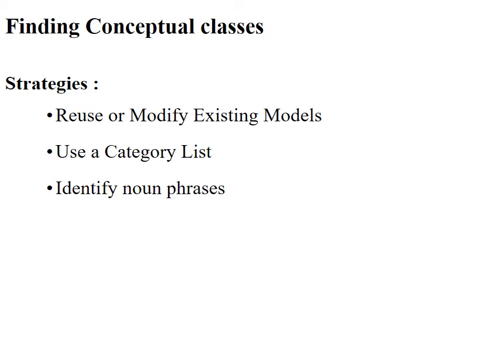How to find a conceptual class for a particular application? Definitely this particular application is not new to the market. Already some models will be existing. So reuse or modify the existing models. From the existing model you try to identify the conceptual classes. Otherwise you can use a category list. From the noun phrases of the use cases you can identify the conceptual classes. These are the three different methods to identify conceptual classes for the given problem.